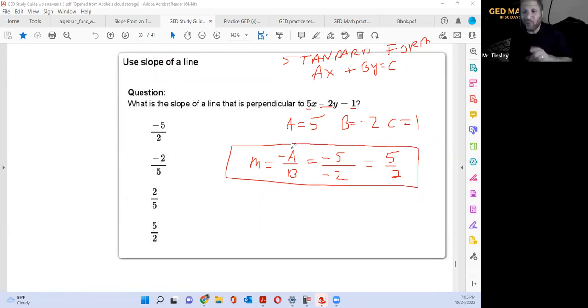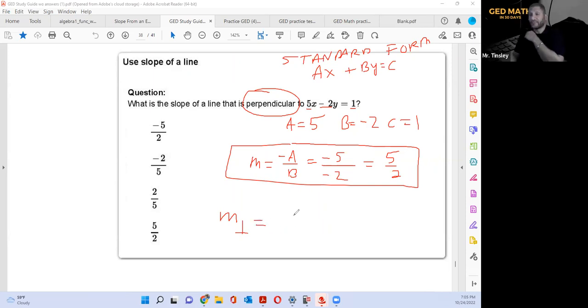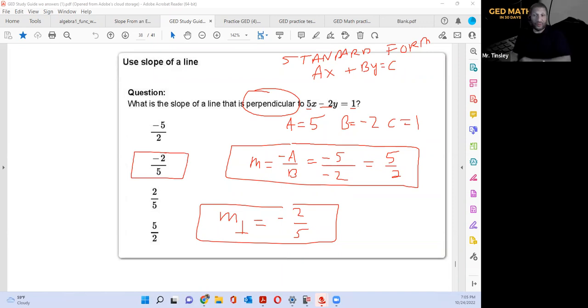But that's not what they want to know. They want to know the perpendicular. So if I know the slope is 5/2, what's the slope of the perpendicular? Negative 2 over 5. Change the sign and flip. The slope of the perpendicular is -2/5.